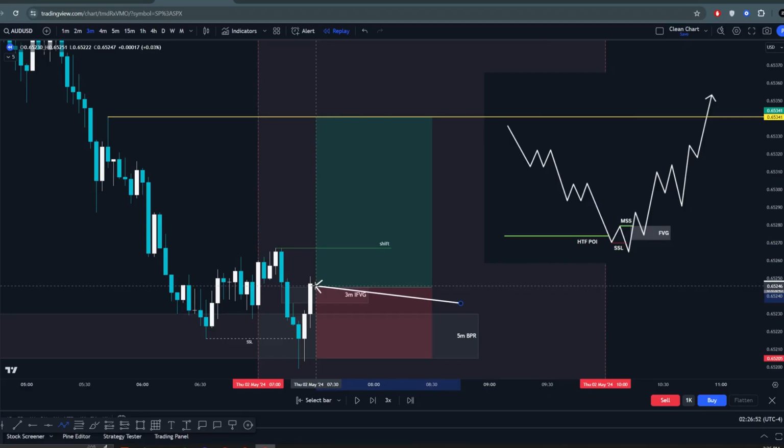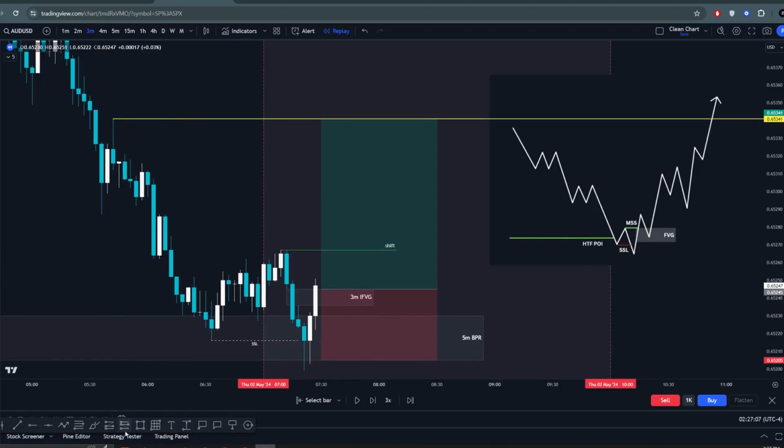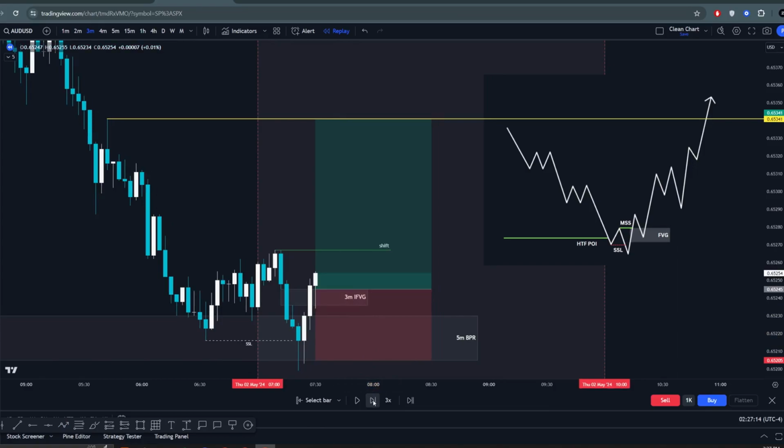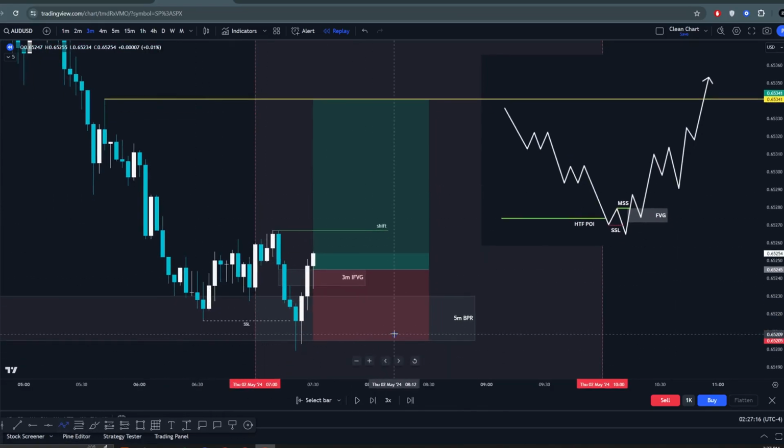Displacement above this inverse fair value gap right here. You can wait for a market structure shift above this swing high right here, but sometimes the price will leave you out. Now let's wait for price reaction into this inverse fair value gap. And as we can see, price reacted into this 3-minute inverse fair value gap beautifully, and it should now continue moving higher. Let's see if we're going to have a fair value gap around the market structure shift.